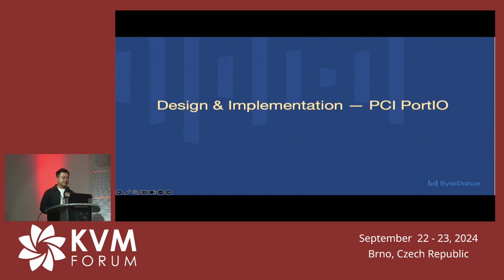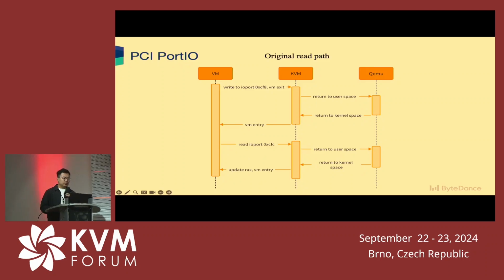First, let me introduce the PCI port IO case. For example, in the I440FX case, PCI config space read, which performs as PCI port IO, will cause a large number of VMEXITs and user space exits. Usually, a PCI config read includes two steps. The first is the VM writes to IO port CF8. The VM writes the BDF number and offset of the device it wants to read to the PCI host bridge config register via the IO port. Then it causes a VMEXIT.